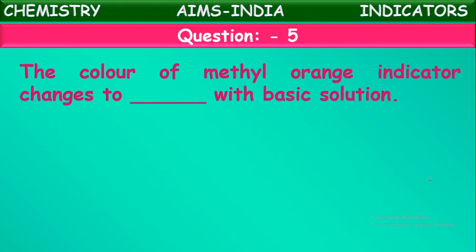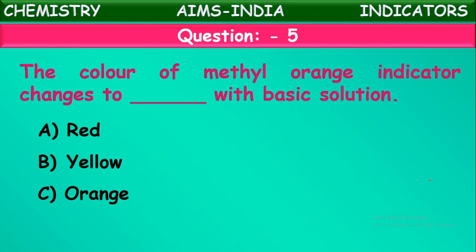The color of methyl orange indicator changes to dash with basic solution. What happens to the color of methyl orange in a basic solution? Actually, the color of methyl orange is orange. When a base is added to it, how does its color change? Red, yellow, orange, or colorless? How will it change, children? Yes, methyl orange changes to yellow in a basic solution. Okay?